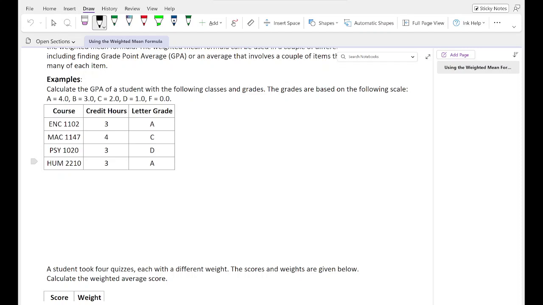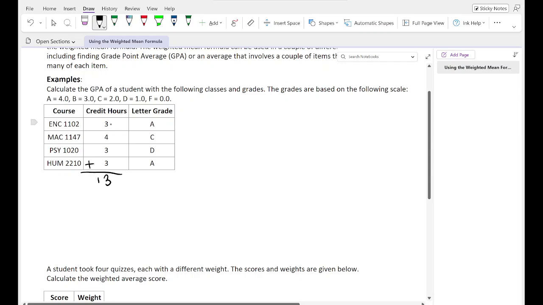So the first thing I want to do is add up the total number of credit hours. So just add all this up and put that here. So 3 plus 4 plus 3 plus 3 is going to give me 13 total credit hours. So I'm going to save this for later.